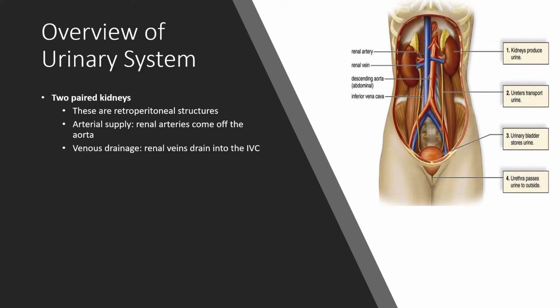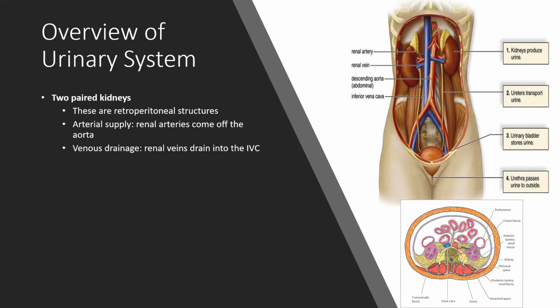There are two paired kidneys. These are retroperitoneal structures. As you can see here, you have two kidneys lying behind the peritoneal cavity, which is right here. The peritoneal cavity is right here, and you have these two kidneys. The arterial supply of the two kidneys are the renal arteries, which come right off the aorta. The venous drainage is from the renal veins, which both drain into the inferior vena cava.